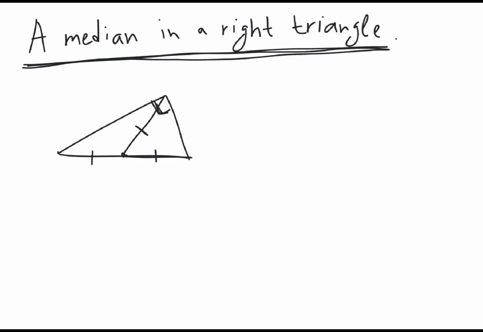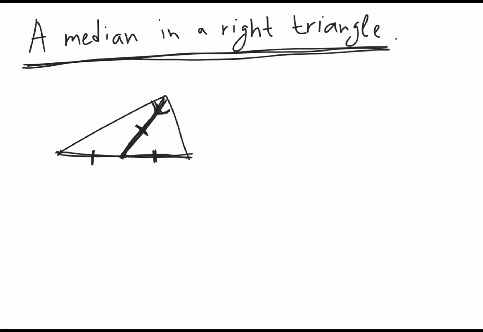So each of these halves that the median divides this side into is also equal to the median itself. And actually the opposite statement is also true. If you have, in any triangle, a situation where the median is equal to half of the opposite side, then this is a right triangle.